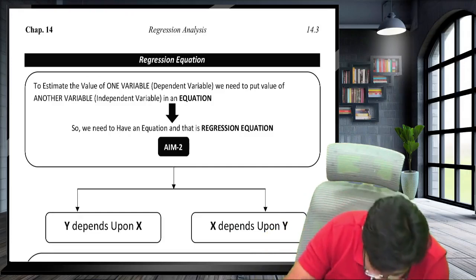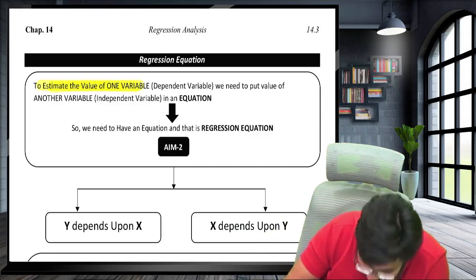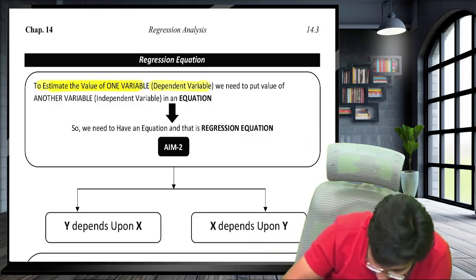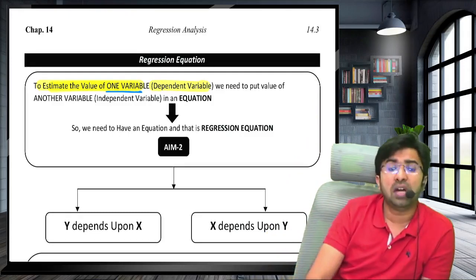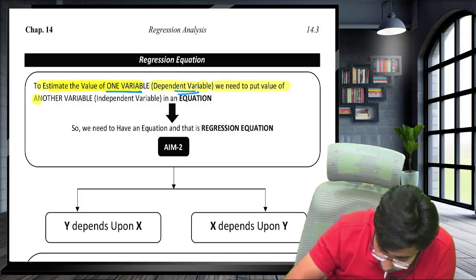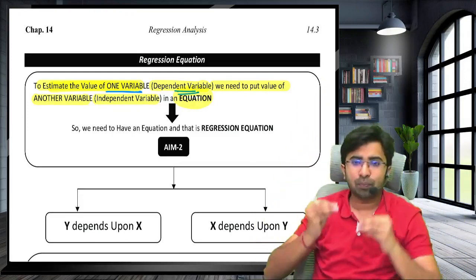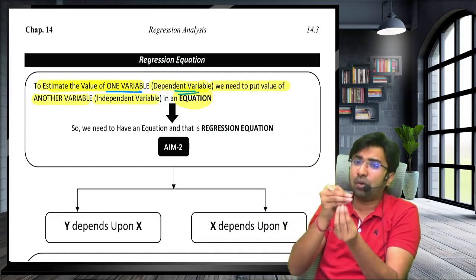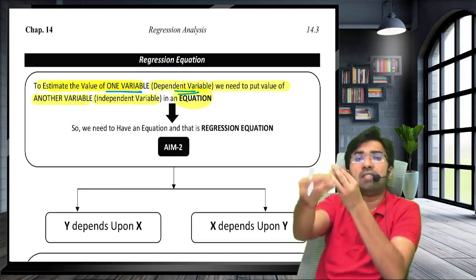Here, to estimate the value of one variable, I need to identify the variable, and the variable whose value is required to be identified is known as the dependent variable. We need to put the value of another variable into one equation. Sir, we need to have an equation, because if we have the equation, I will put the value of the independent variable, I will put the value of x in that equation, and I will get y.